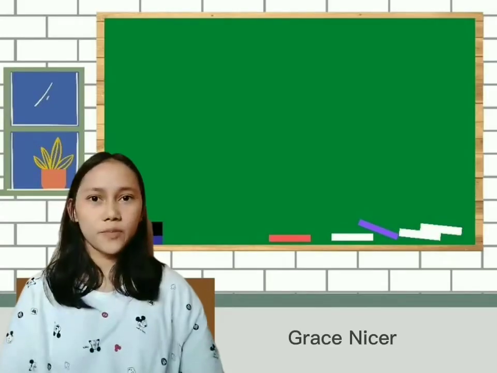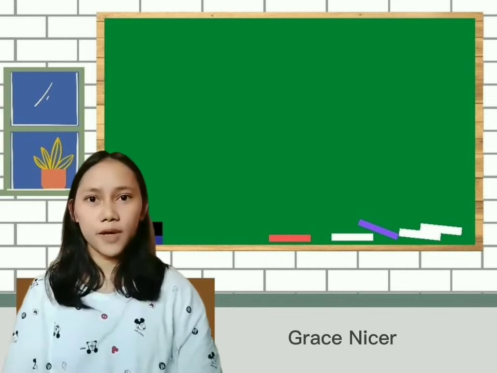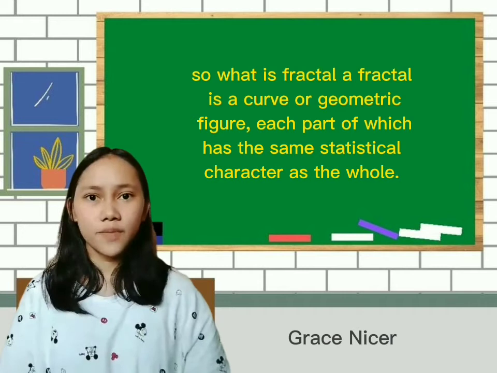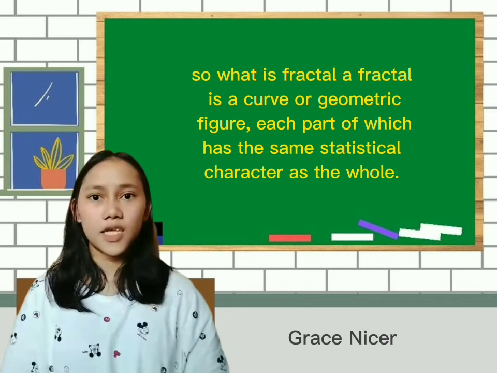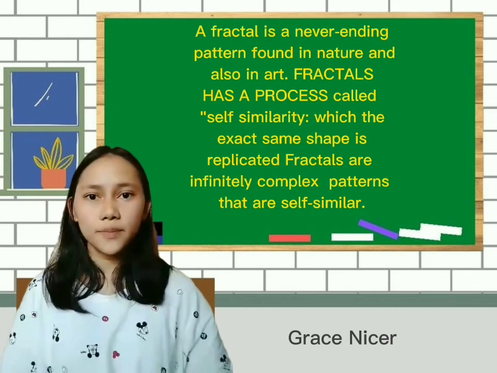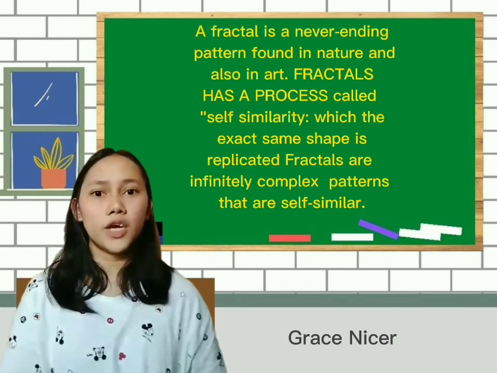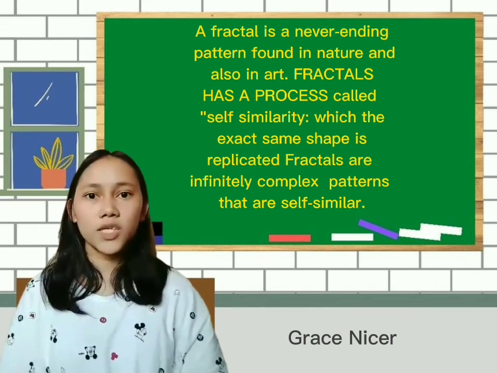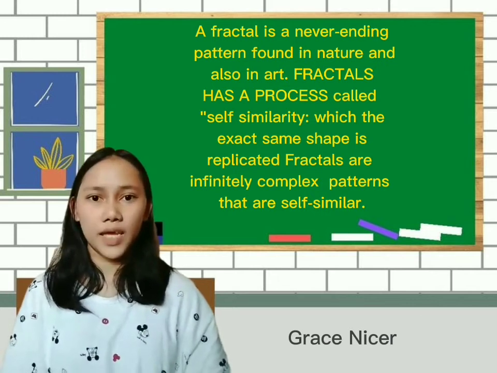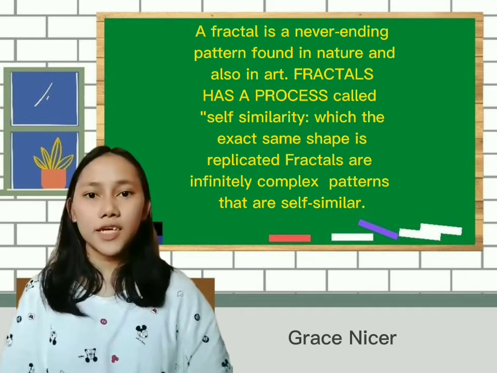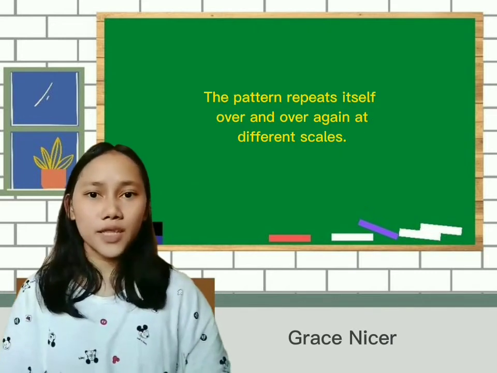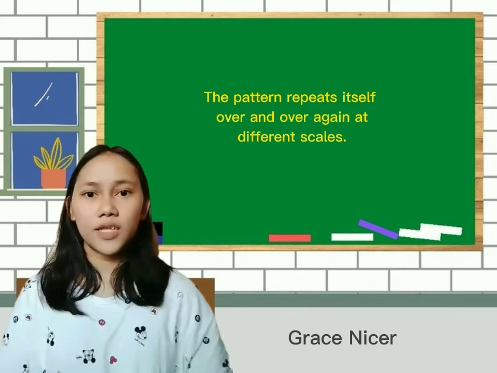So now I'm going to tell you about the second type of pattern, which is fractal. So what is fractal? A fractal is a curve or geometric figure, each part of which has the same statistical character as the whole. A fractal is a never-ending pattern found in nature and also in art. Fractals have a process called self-similarity, in which the exact same shape is replicated. Fractals are infinitely complex patterns that are self-similar. Their pattern repeats itself over and over again at different scales.